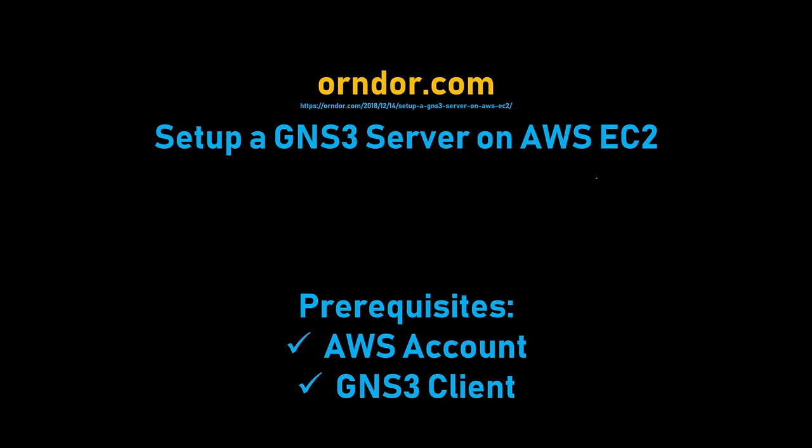So there are some prerequisites. First, you'll need to have an AWS account. It's pretty easy to sign up, and you'll get the first year free as long as you stay within their free tier usage. And everything we do here today will be within the free tier level. Also, you'll have to have a GNS3 client installed on your laptop. Okay, let's get started.